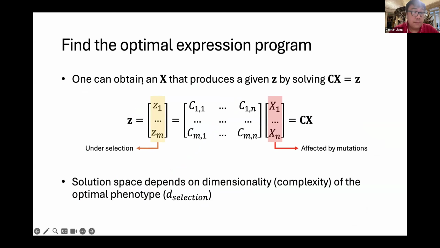So if the phenotype Z is under selection and the expression levels of regulators are affected by mutation and evolvable, then adaptation is essentially solving this linear system. And in principle, the solvability of the system and the dimensionality of the solution space will depend on the dimensionality of the selected phenotype and how many regulators are available.